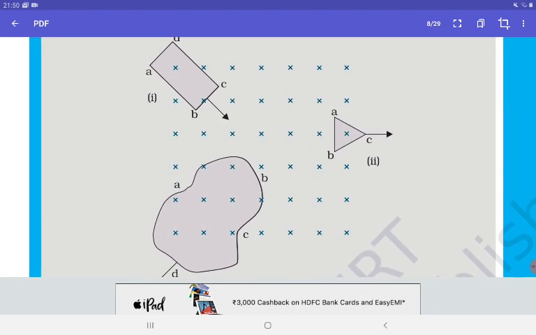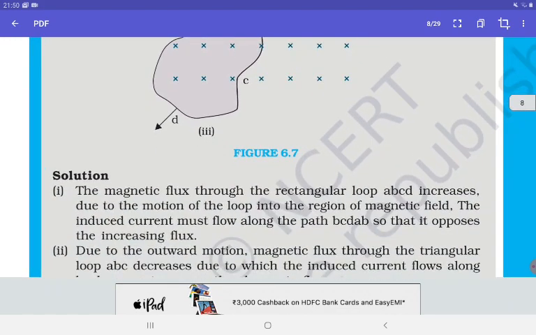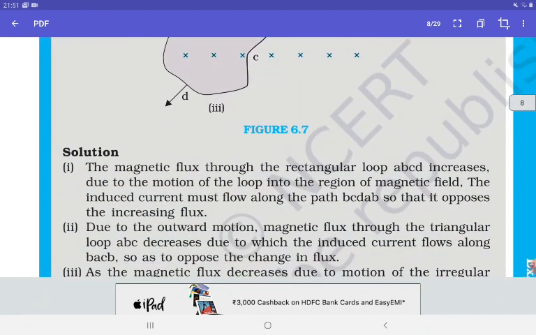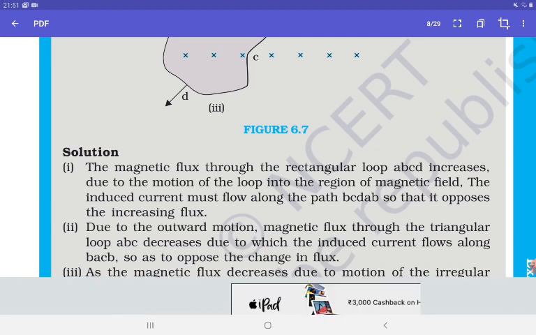First figure is coming in and second and third figures are going out. So first, the magnetic flux through the rectangular loop ABCD increases due to the motion of the loop into the region of magnetic field. The induced current must flow along the path BCDAB so that it opposes the increasing flux. And second, due to the outward motion, magnetic flux through the triangular loop ABC decreases, due to which the induced current flows along BACB so as to oppose the change in flux.